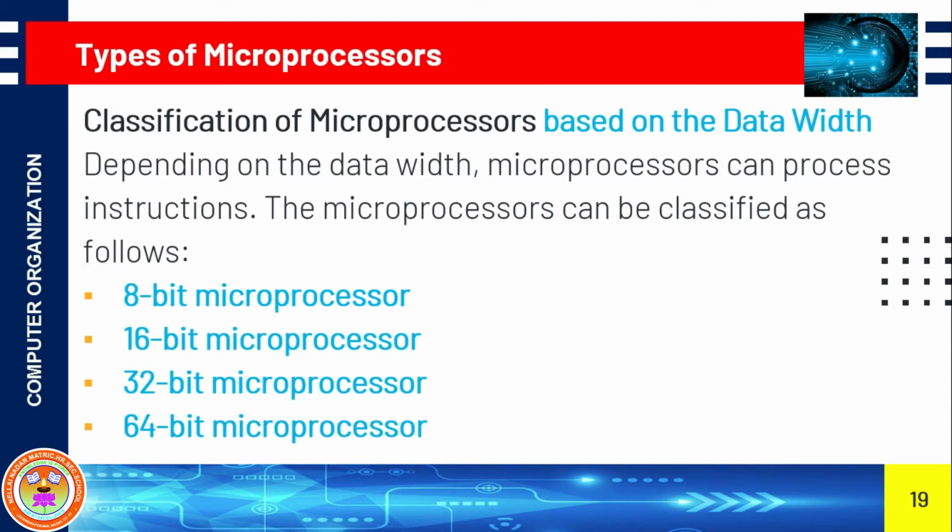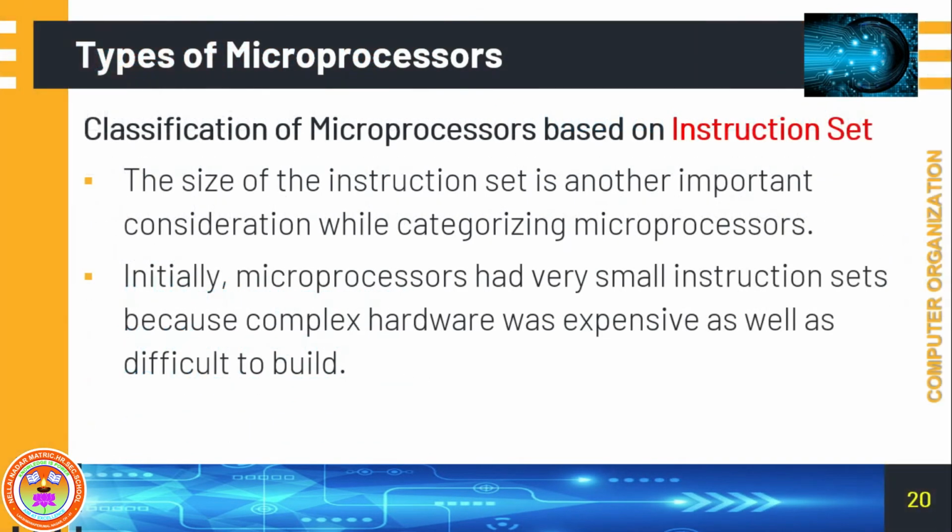Next, the classification of microprocessor based on instruction set. As per the instruction set, how should microprocessors be classified? The first thing is the size of the instruction set, another important consideration while categorizing microprocessors. What is the size of the instruction set? How much data you want to execute. That data size is very important to measure, and it affects the action performed.